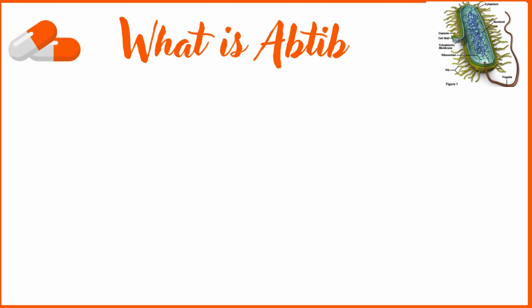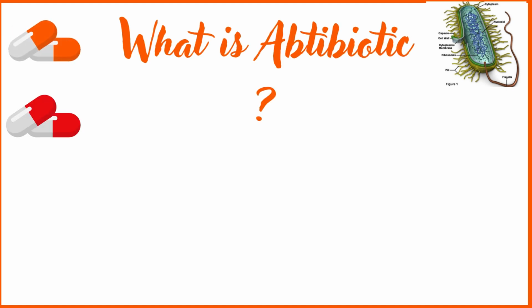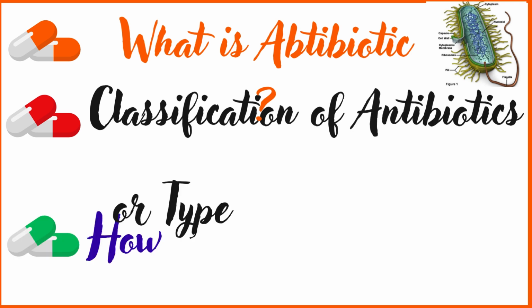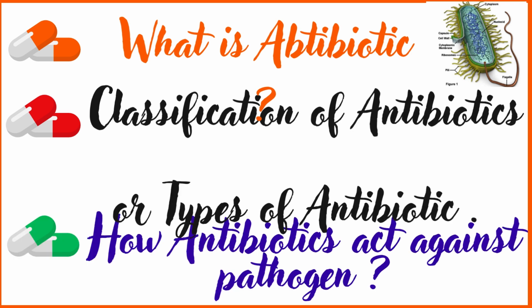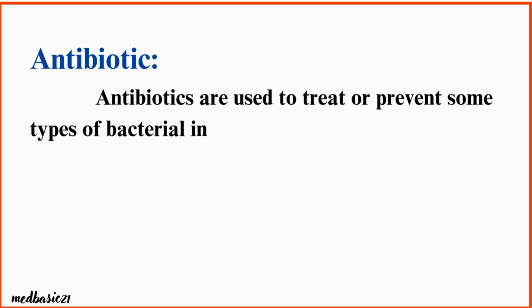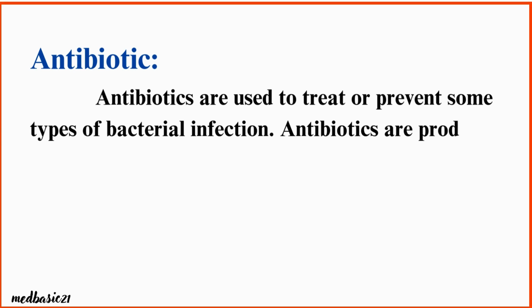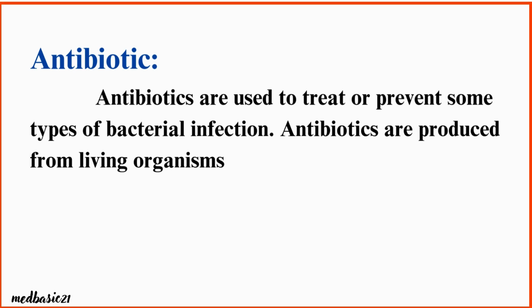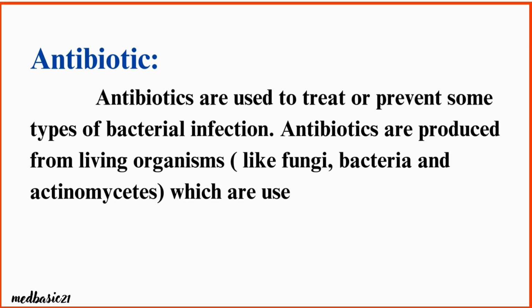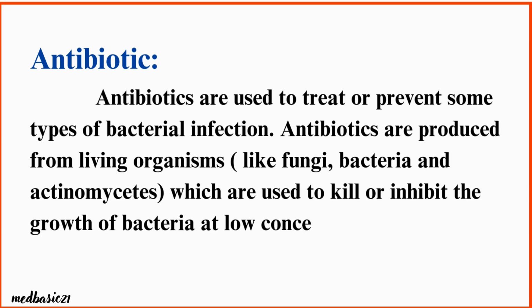Now we shall discuss what is antibiotic, classification of antibiotic, how antibiotics act against pathogen. Antibiotics are used to treat or prevent some types of bacterial infection. Antibiotics are produced from living organisms, like fungi, bacteria, and actinomycetes, which are used to kill or inhibit the growth of bacteria at low concentration.